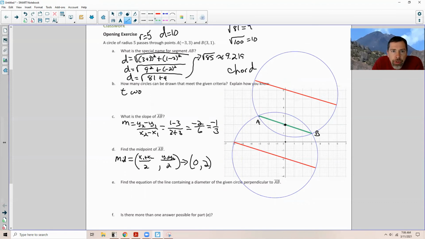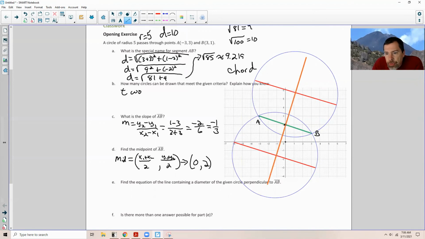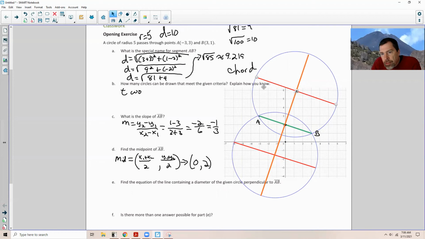perpendicular to AB. So what we're looking for is the equation of this line that goes through AB at the midpoint and is perpendicular. So it'd be something like this, just to give you an idea of what we're looking for. So I want to find the equation of that orange line. This isn't quite perpendicular. Maybe more so like that. Okay, but hopefully you get the idea. So we have this diameter and this diameter parallel to that segment AB that was given in A, and they want us to find the equation of the line containing a diameter of the given circle perpendicular to AB.